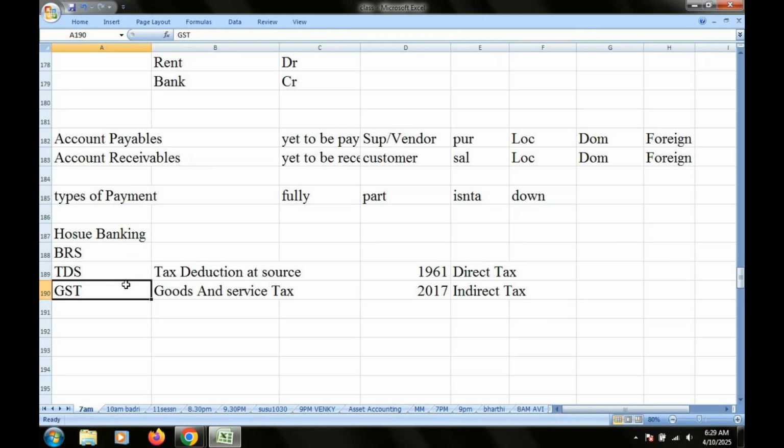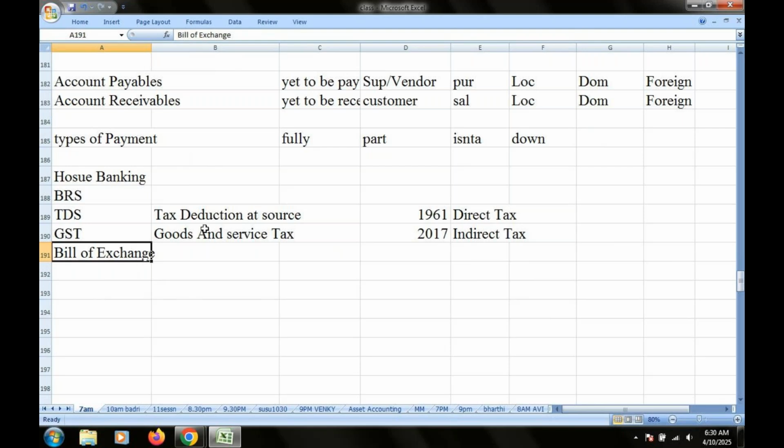After completion of TDS and GST, we go to the next one, bill of exchange. In a bill of exchange, if the customer has not paid the payment, we take a temporary payment from the bank on behalf of the customer. This procedure we will see under the bill of exchange. After completion of the bill of exchange, we go to the dunning part. This dunning is a simple format. What I'm telling you here, notice.